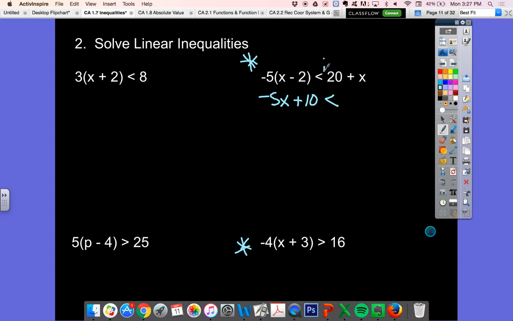Maintain your inequality. If you need to put the fence up, put it up so that you don't get lost. First order of business was distribute. Then see if there's anything to collect like terms. There's not. You've got variable, constant, constant, variable.